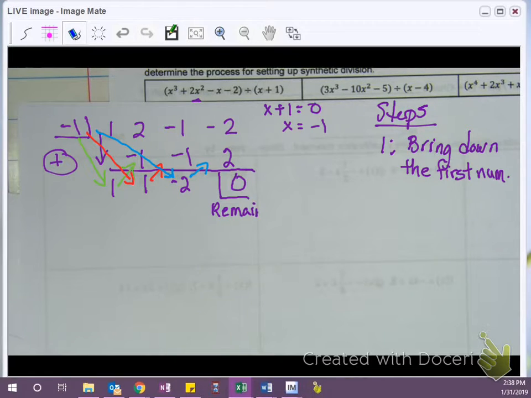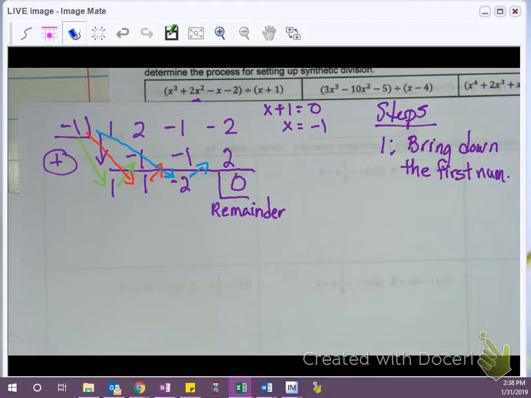I like synthetic division. Yes, I do too. It's fast. A lot less writing. You just can't use it for everything. I'd rather just do the long division. I like long division because I can do everything in my head. I can do this in my head.